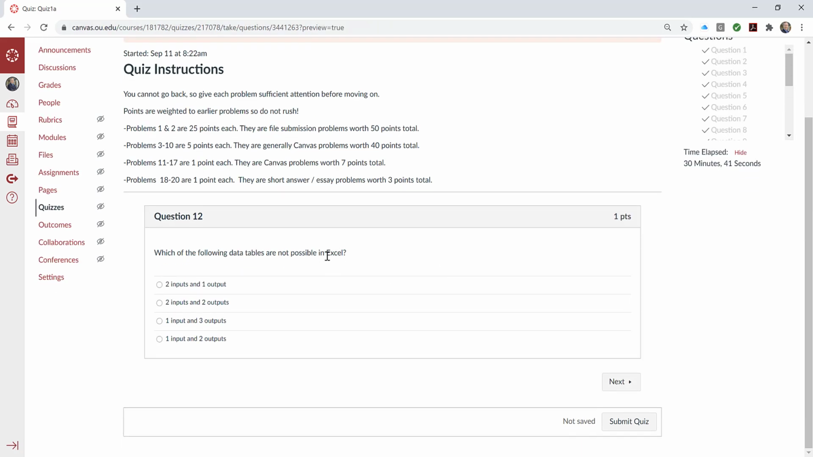Which of the following are not possible? Well, if you go back and refer to the video where my daughter drew the function machine, I think it's pretty clear that you can't have 2 inputs and 2 outputs, but you can have any of the others.